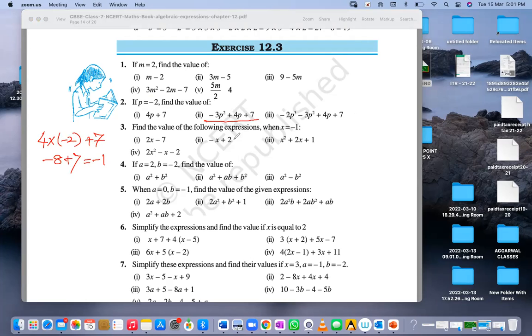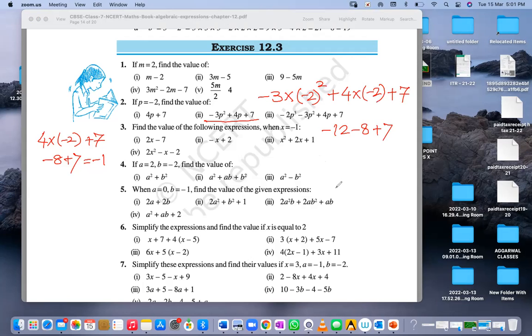As I have done in your copy, a lot of sums have been done on that. If minus is preceding, so what will you do? You will write minus 3 out and negative 2 squared like this, plus 4 into negative 2, plus 7. Negative 3 times 4, negative 12.